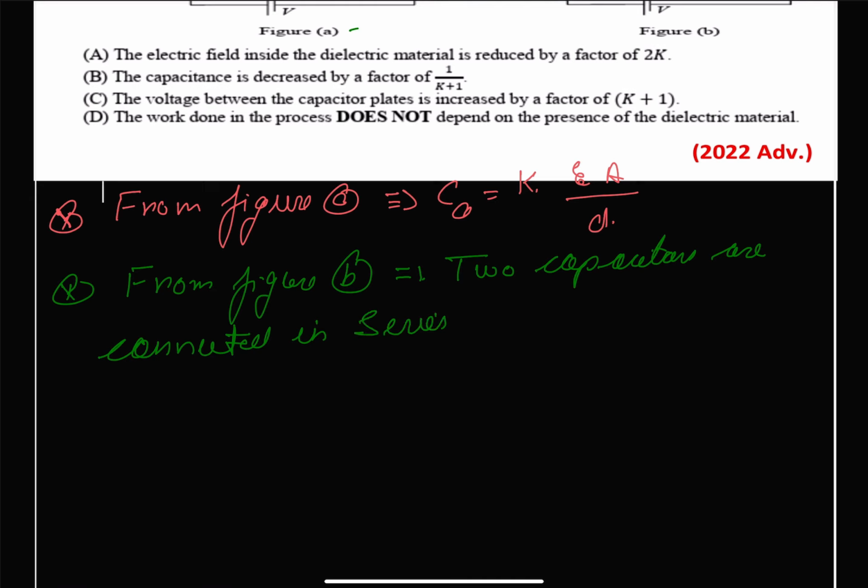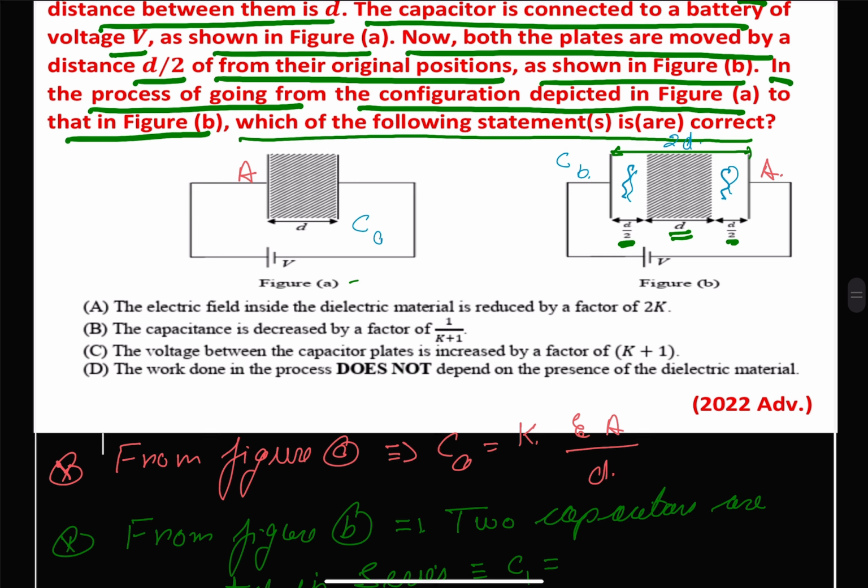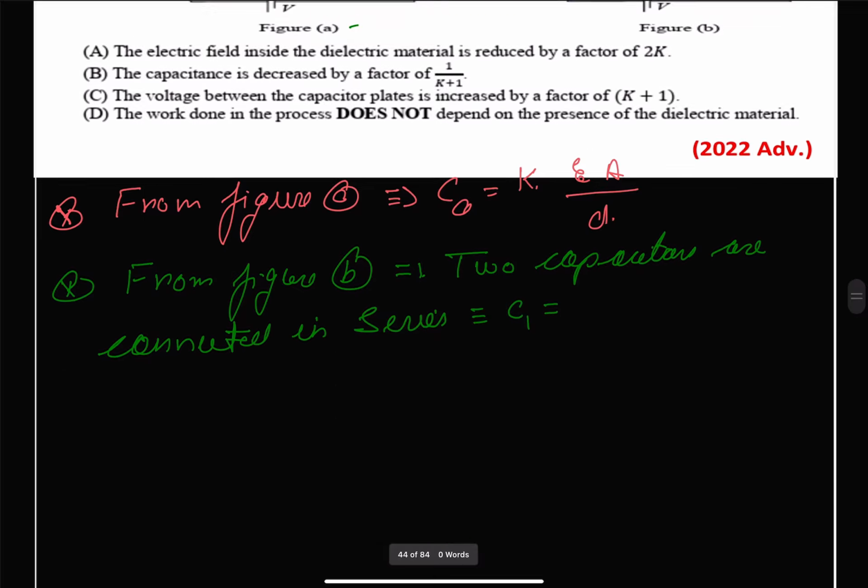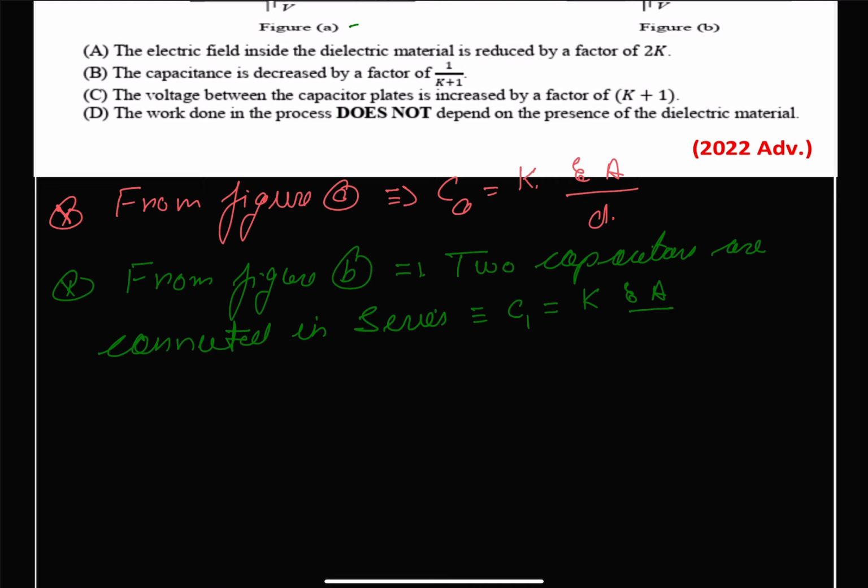Let us call these two capacitors C1, the first one, which is because of the dielectric. And this air we can just combine, because here the distance is the same as well as the area. So because of the air, let us call it C2. Therefore C1 comes as K epsilon A divided by D, and because of the air, C2 will be equal to epsilon A divided by D.